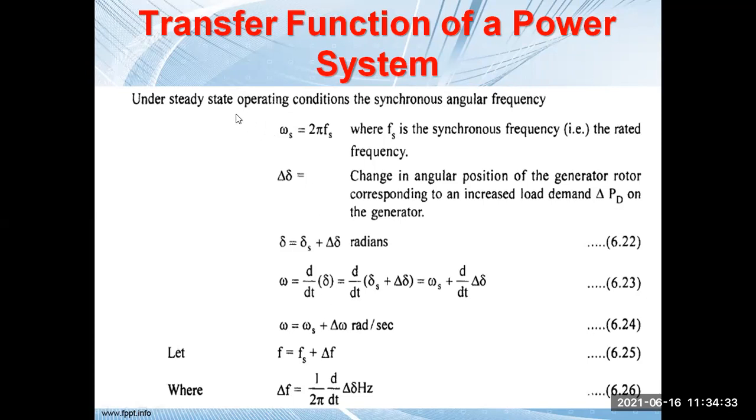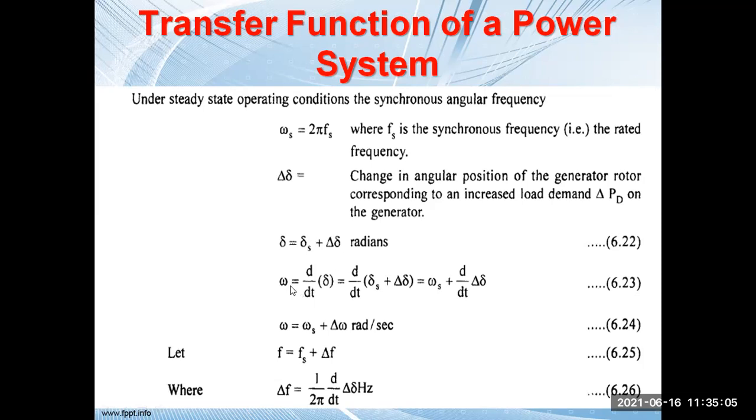Or let us say we'll start from the beginning. So let us say the frequency at steady state, that is the synchronous frequency, is Fs. So your speed will be omega s equal to 2 pi Fs. Now delta delta, this is the change in the power angle. This is the change in the angular position of the generator rotor corresponding to increased load demand, that is delta PD of the generator. So the initial angle is your delta s. Now there is a change in the angle, that is delta delta. So the final angle is delta equal to delta s plus delta delta.